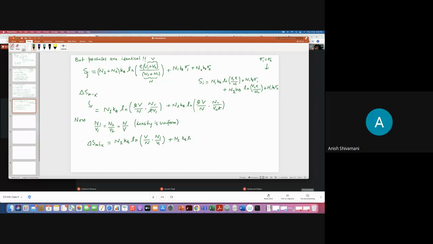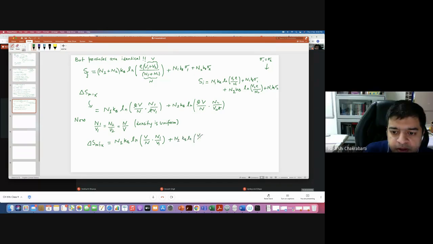Yes, sir. Plus N2 kb ln V by N into N2 by V2. But you know that this is equal to the inverse of that, isn't it? So this is 1. This is 1. So ln 1 is 0. Okay. What we expect, isn't it?